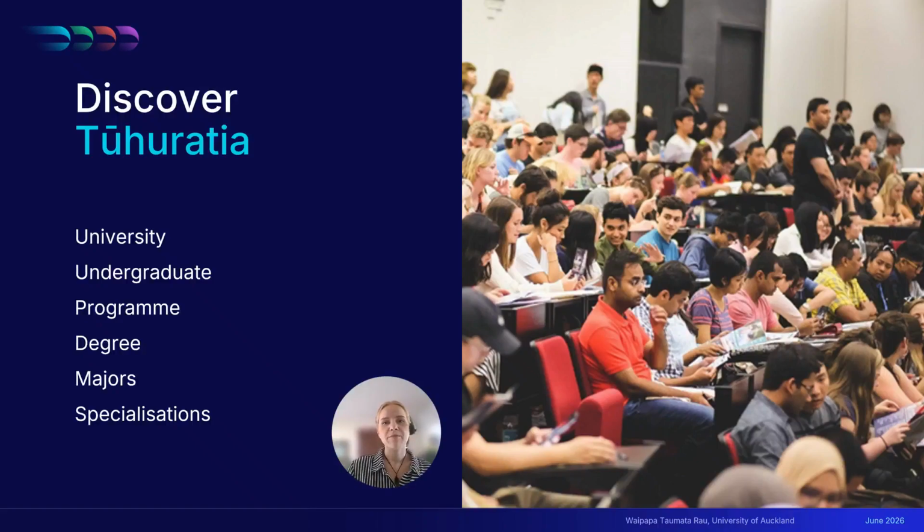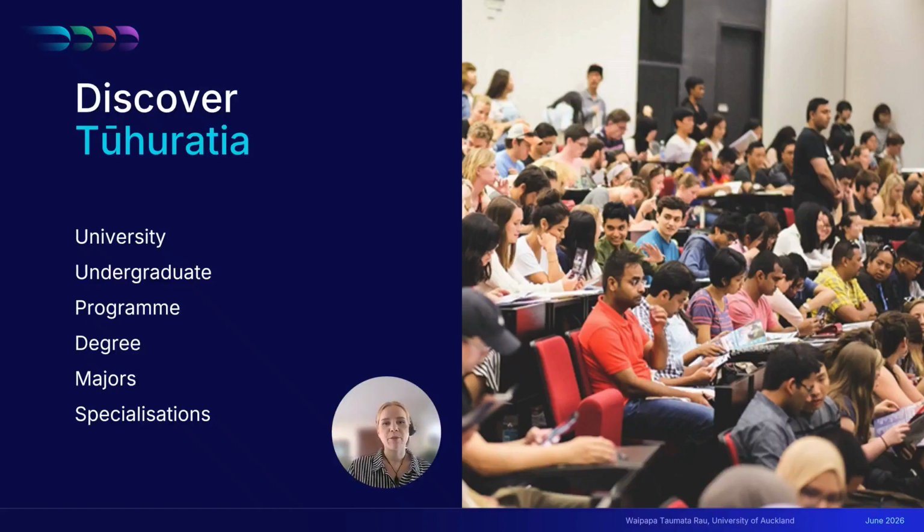Next in the list, we have majors and specializations. A major is the main subject or topic you'll focus in on in your degree. This might be something like history, criminology, marketing, or something else. And a specialization refers to a more specific focus within your program. For example, if you were studying engineering, you may specialize in something like civil engineering or mechanical engineering.